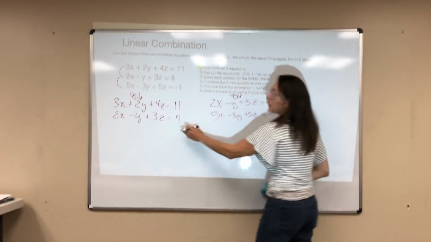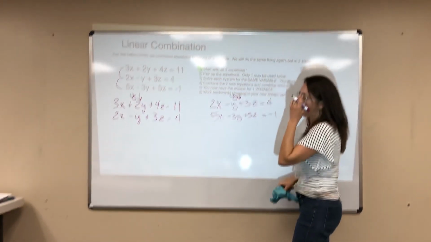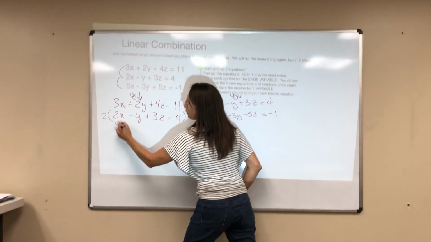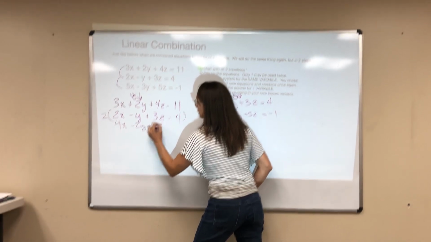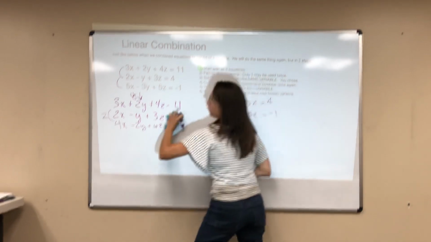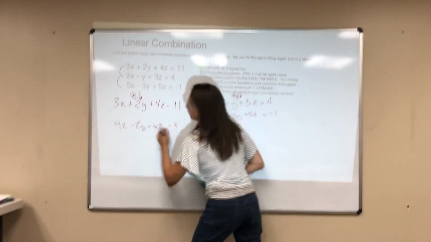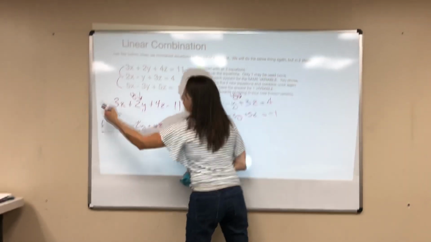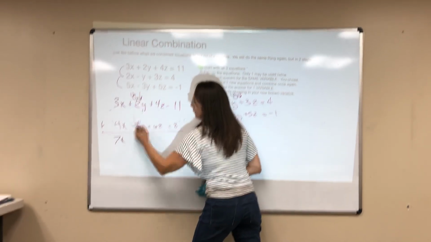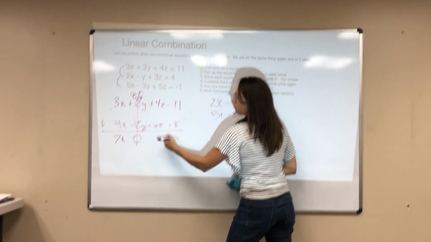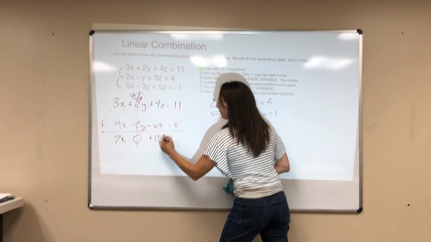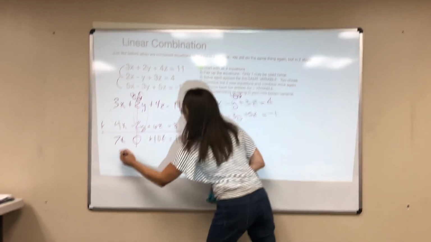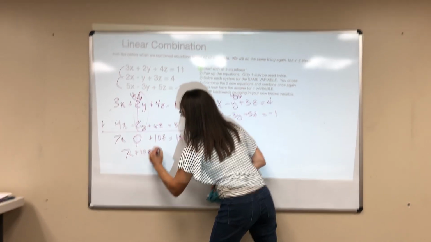So if we're getting rid of Y here, what do we need to do? Multiply by 2. We multiply the entire bottom equation by 2 and have 4x minus 2y plus 6z equals 8, correct? Now, are we adding or subtracting? Adding. 3 plus 4, 7x. The y terms cancel. 4 plus 6, 10. 11 plus 8, 19. So now I have 7x plus 10z equals 19.